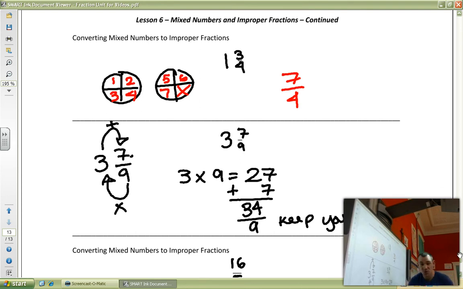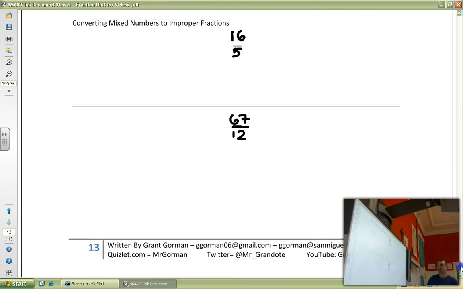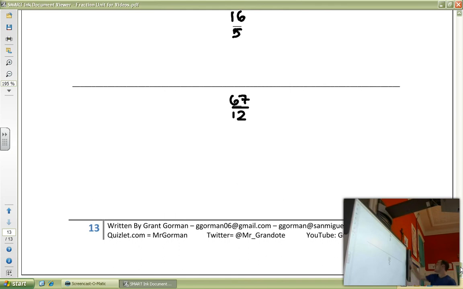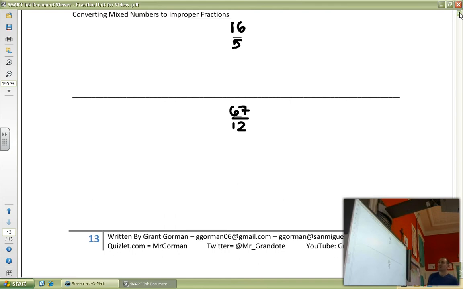Very good. Now let's move on. We've done mixed numbers into improper fractions. Let's go the opposite direction. Let's do improper fractions into mixed numbers. And actually, I don't even have it written down here correctly, so let's cross that out, and I'm going to write it properly.